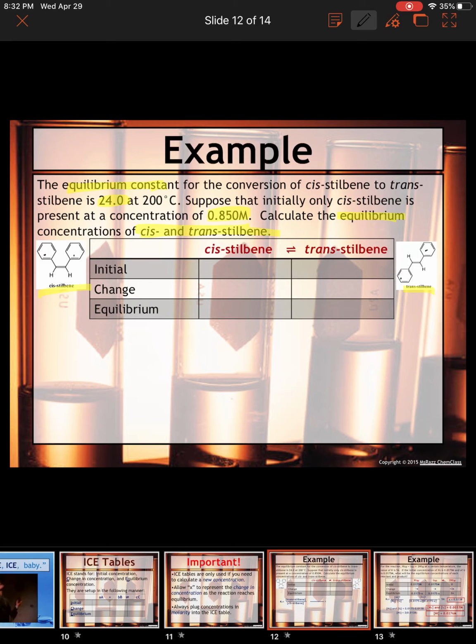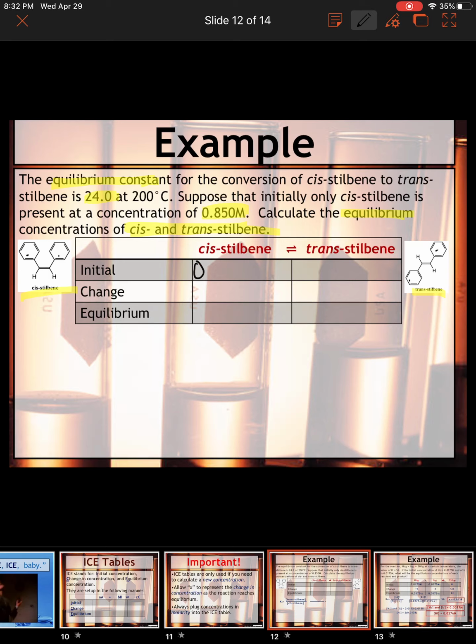So our initial concentration, we already have our initial concentration given to us, which is 0.850 molar. Okay, so that is our starting concentration for our reactant. And at the start of this reaction, we are not going to have any of our product, so our product concentration is going to be 0.